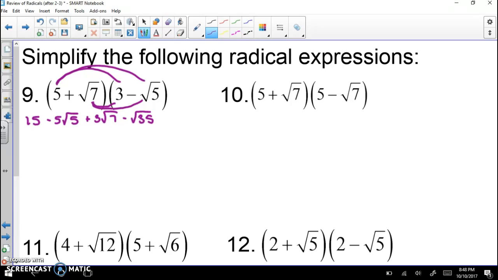Now, at this point, what we would look to do is see if we can simplify. If we look at what we have here, this looks very similar to what we were dealing with in the last section with adding and subtracting. So the first thing we want to do is look to see if we have any like radicals, which in this example we don't. But we also want to ask ourselves whether any of the radicals can simplify.